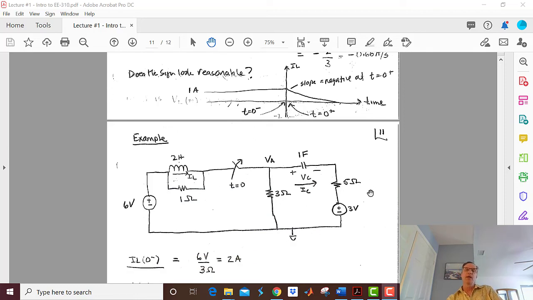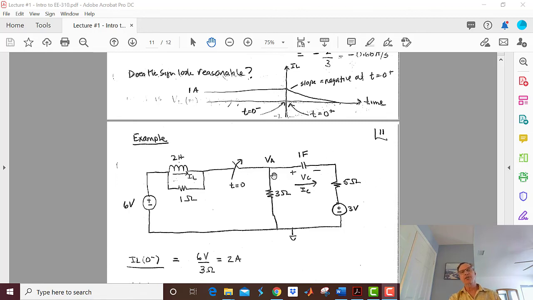So in this example, I'm introducing a little bit more terminology. Here's my little symbol for ground, and this shows the zero point in the circuit. Here I show VA. I'm calling this node A. So the voltage here is VA. And what you don't see is VA plus minus. What you see is just VA. And the implication of that is the voltage at this point with respect to ground. So you want to kind of get used to that.